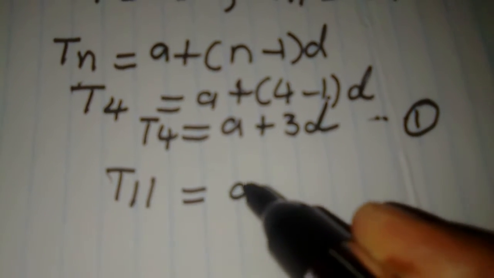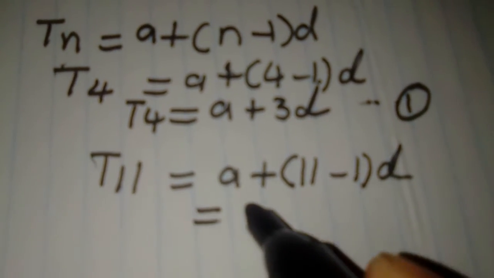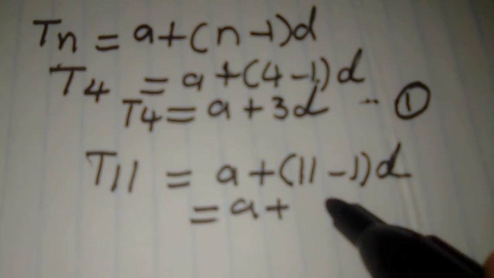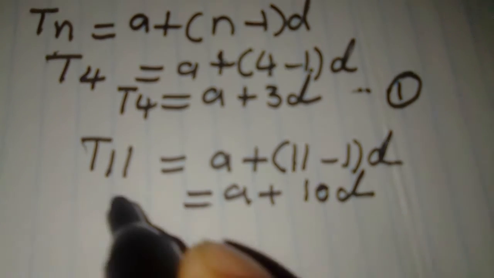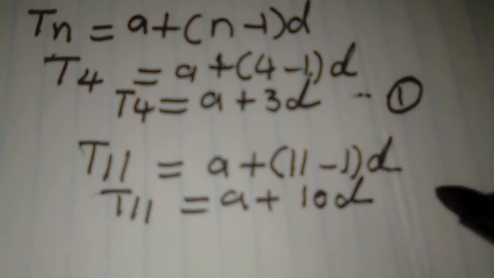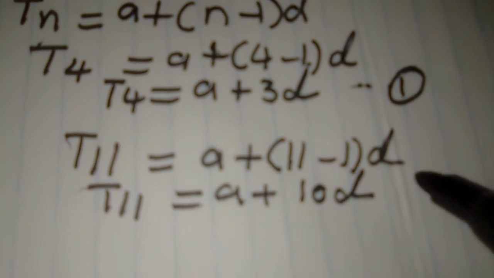Then let's go to T11. Similarly, we do the same thing: where there is n, put 11. 11 minus 1, that's 10d. So T11 is equal to A plus 10d. So name that equation 2.